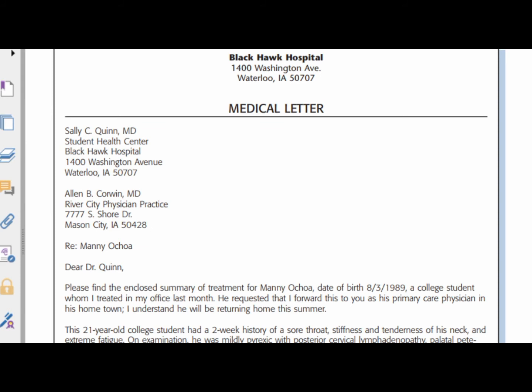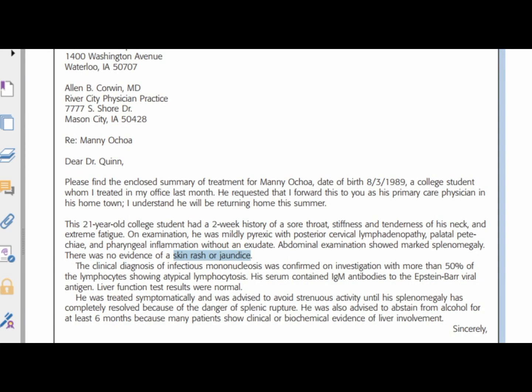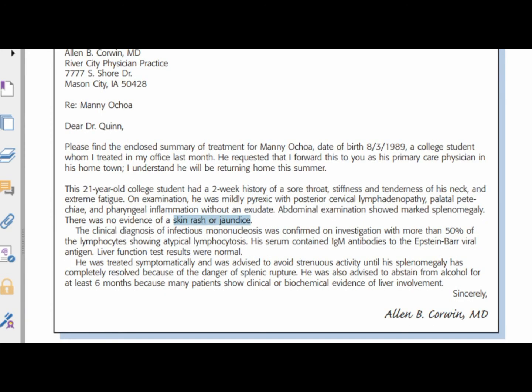Liver function test results were normal. He was treated symptomatically and was advised to avoid strenuous activity until his splenomegaly has completely resolved because of the danger of splenic rupture. He was also advised to abstain from alcohol for at least 6 months because many patients showed clinical biochemical evidence of liver involvement. Sincerely yours, Allen B. Carvin, MD.